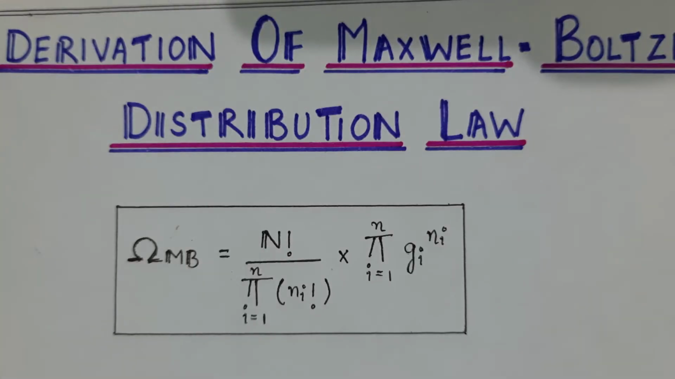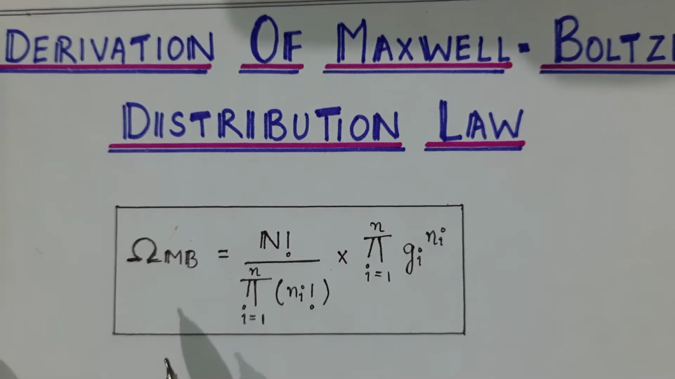Hello everyone. In this video, I will derive the final expression of the Maxwell-Boltzmann distribution law, which actually gives us the probability of finding a particle in a particular energy level in a given system. To start the derivation, you can see that I have written this expression, which I derived in my previous video by distributing the various particles in a given system into different energy levels.